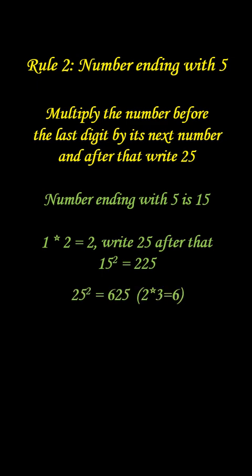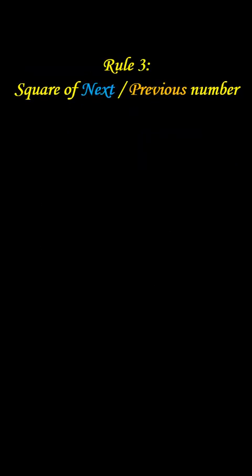25 squared is 2 times 3 is 6, so 625. 65 squared is 6 times 7 is 42, so 4225. Rule number 3. This is for the square of next or previous number.